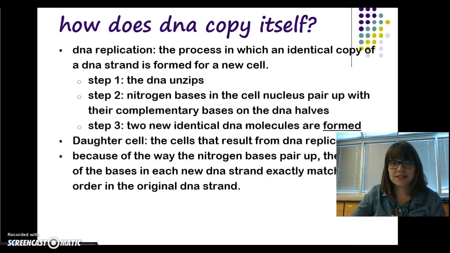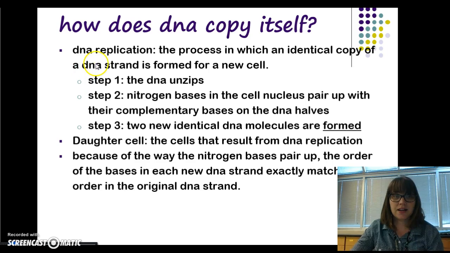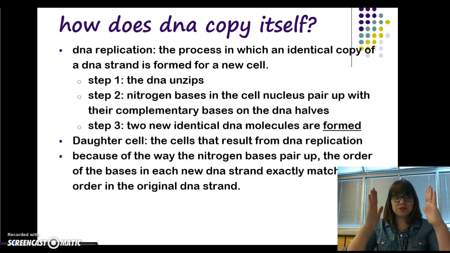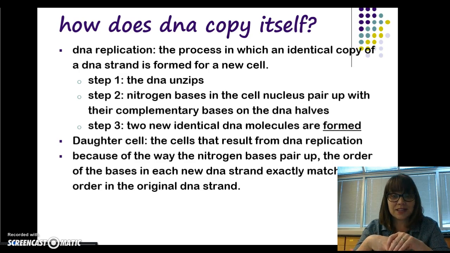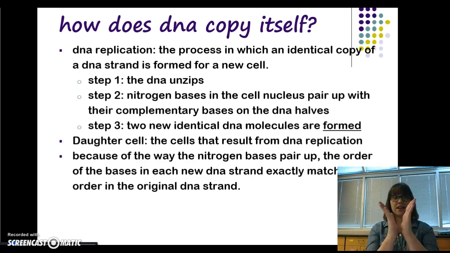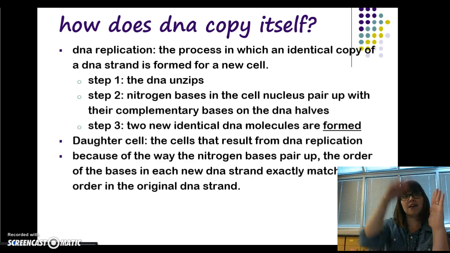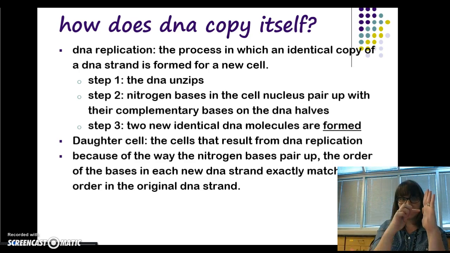All right, the steps of DNA replication. So DNA replication, this is a vocabulary word from your book. It's the process in which an identical copy of a DNA strand is formed for a new cell. Step 1, the DNA unzips, so it actually separates. Step 2, the nitrogen bases in the cell nucleus pair up with their complementary bases on the DNA halves. So now that you've got your DNA split, on this side you just have like a lonely little adenine and a lonely little cytosine, so their partners need to come in and match up.